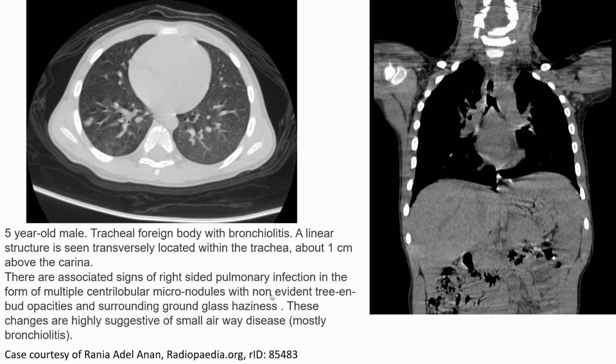This is a case of a 5-year-old male with a diagnosis of tracheal foreign body with bronchiolitis. We can see a linear structure located transversely within the trachea, about 1 cm in length above the carina. There are associated signs of right-sided pulmonary infection in the form of multiple centrilobular micronodules with tree-in-bud opacity and surrounding ground glass haziness. These changes are highly suggestive of small airway disease, mostly bronchiolitis.